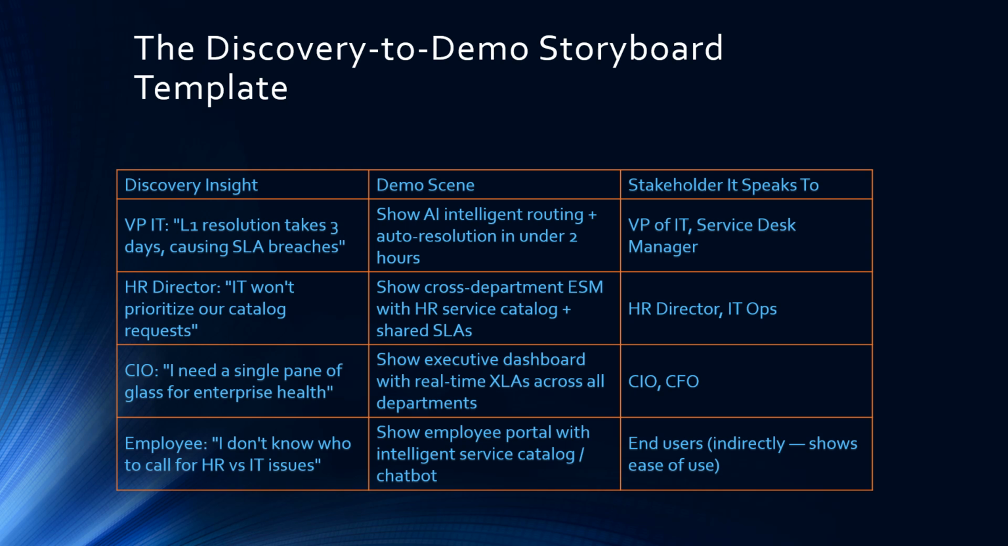Column two is about demo scene. So the specific feature or workflow that proves you understand that problem and can solve it. And column three is about the stakeholder impact. Now, who in the room cares about this particular demo scene? This tells you who to look at when you are presenting it.